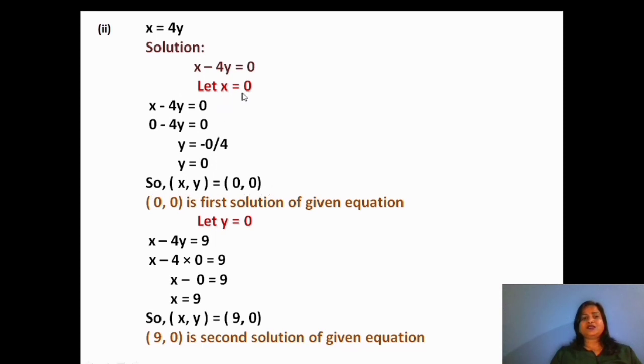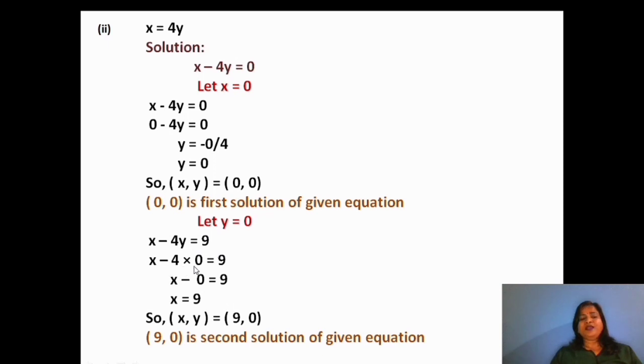Here you can see x is equal to 0, so we have written here 0, and y is equal to 0, so we have written here 0. So (0, 0) is the first solution of the given equation. We have to find the second solution of the same equation. x minus 4y is equal to 0.